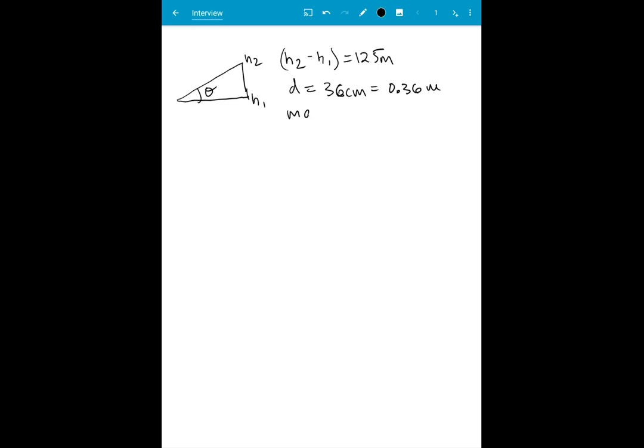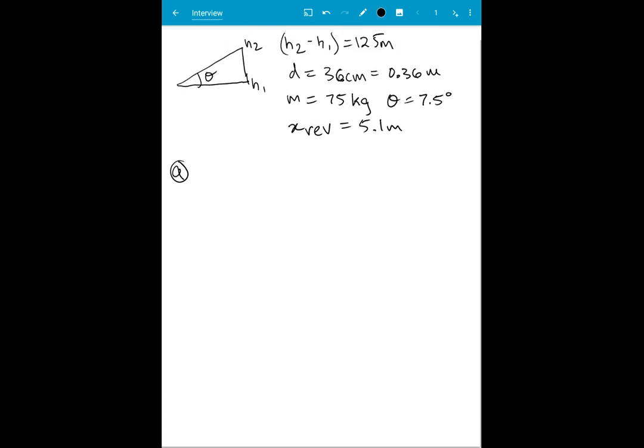We know that the mass of the cyclist and the bicycle is equal to 75 kilograms, and I'm going to mark that down as m. And a couple other things. We know that theta is equal to 7.5 degrees. And later on, we know that the distance traveled in one revolution of the pedals on the bicycle, which I'm going to mark as x rev, is equal to 5.1 meters. So let's go ahead and start part A of this problem.